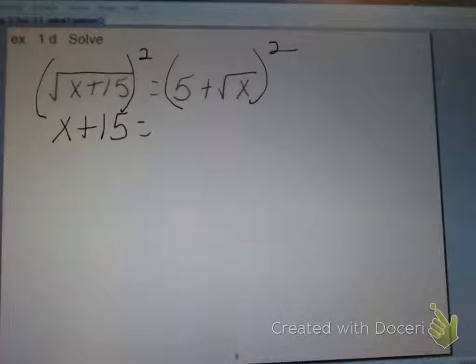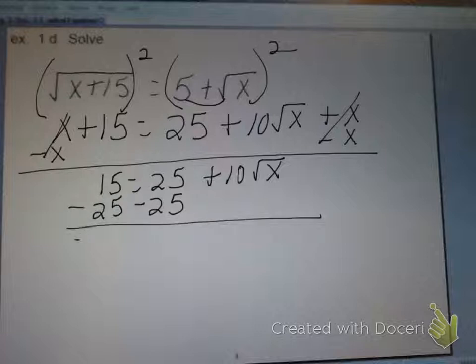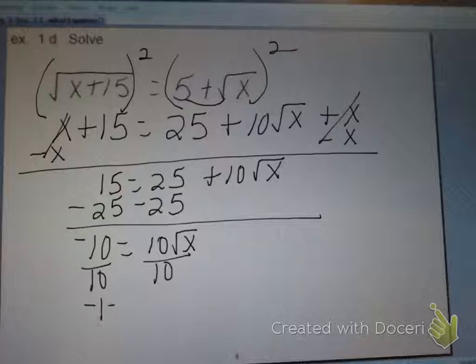Now on the right side, we're going to have to use that shortcut where we square the first term and get 25. Multiply the two terms together, and we get 5 square root of x. Double it, gives us 10 square root of x. Square the last term, and we get x. Now we're going to subtract x on both sides. Then we subtract 25 on both sides. Get negative 10 is equal to 10 square root of x. Then we're going to divide by 10, and we get negative 1 is equal to the square root of x. Now we're going to square both sides again, and we get positive 1.